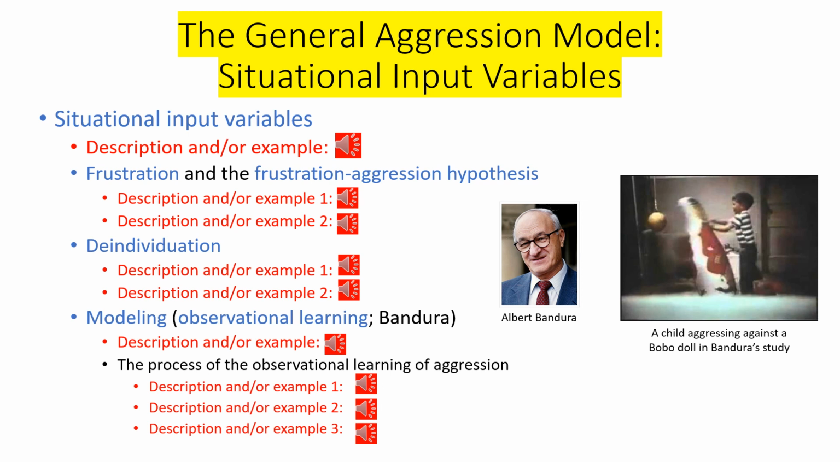When the kids were then placed into the room with that doll, those who had seen the other kids beat up the doll also would beat up the doll. They modeled or observationally learned the aggressive acts to be implemented against the Bobo doll. So Bandura's 4 steps to observational learning would be attention, memory, ability, and motivation.